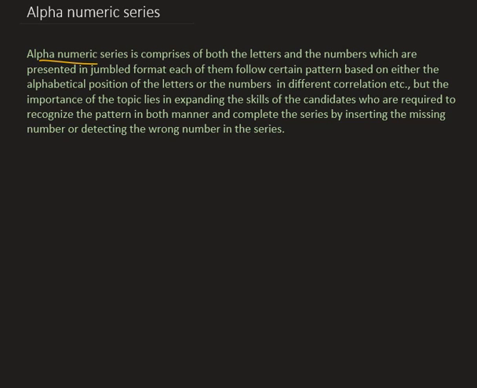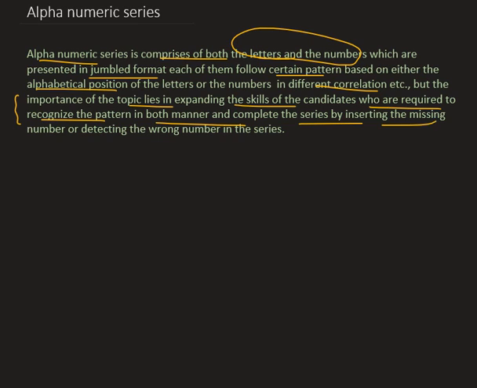An alphanumeric series comprises both letters and numbers, presented in a jumbled format. Each of them follows a certain pattern based on either the alphabetical position of the letters or the numbers in different correlations. The importance of the topic lies in expanding the skills of candidates who are required to recognize the pattern in both manners and complete the series by inserting the missing number or detecting the wrong number in the series.